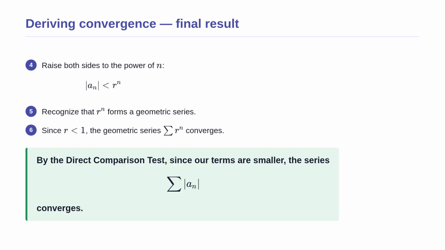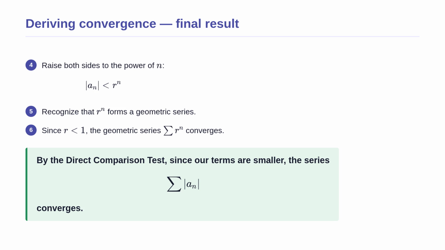Continuing our proof, we remove the nth root by raising both sides of our inequality to the power of n. This reveals that the absolute value of our term is strictly less than r to the power of n. This is a massive breakthrough.